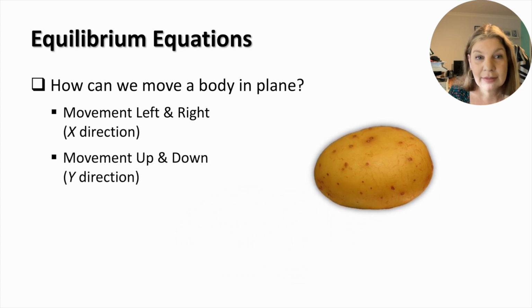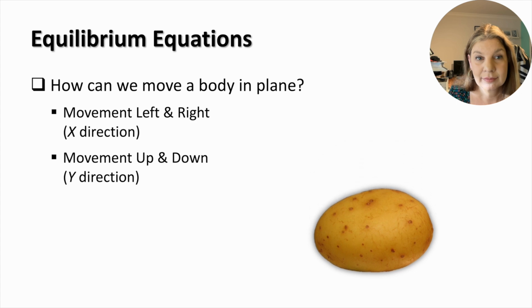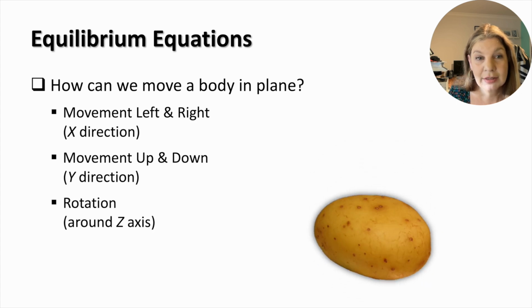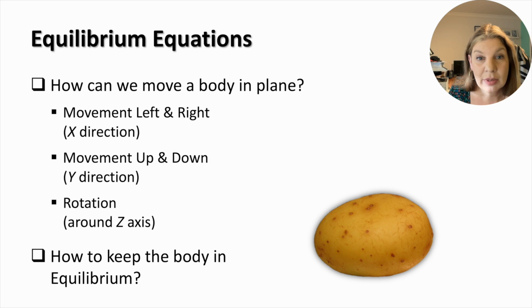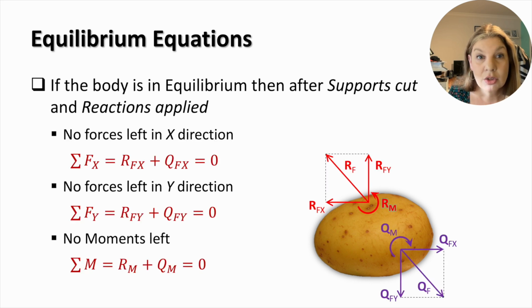It can move vertically. It can rotate. And to keep the body in equilibrium, we need to prevent two independent movements and one rotation. These two movements and rotation are prevented by the reaction forces and moments applied by the supports. These reactions should satisfy the following equilibrium conditions.